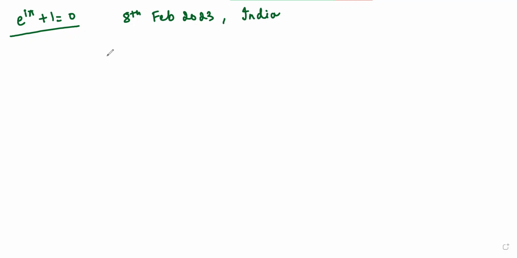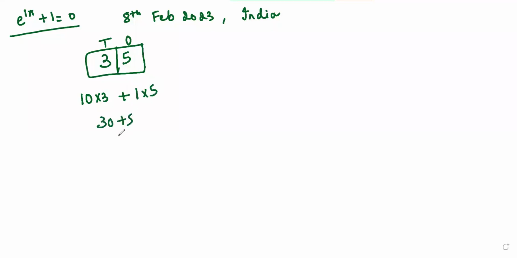So, coming back to the representation of numbers. Let's say, for example, 35. I have the units place, or the ones place, and the tens place. How do I represent 35? 10 into 3, 30, plus 1 into 5, isn't it? That gives me 30 plus 5, which is 35. This is the expanded form of the number in the decimal system.